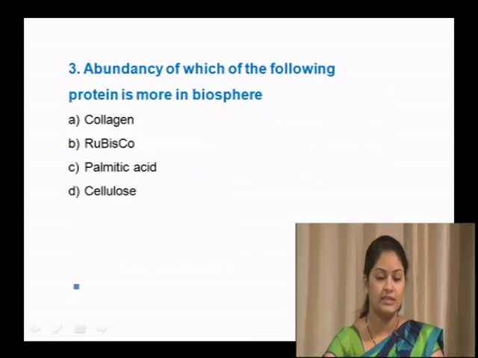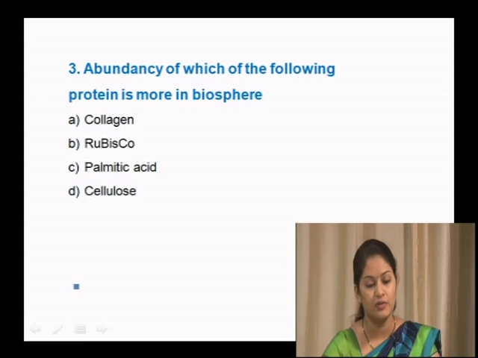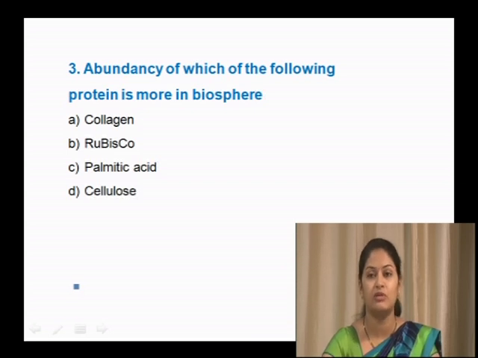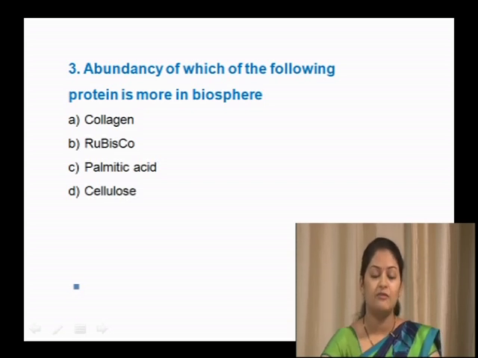Here comes the details of different types of proteins found in the biosphere. So let us discuss the detail. The abundance of which of the following proteins is more in the biosphere? So the biosphere has which of the following proteins in large quantity? The options are collagen, rubisco, palmitic acid and cellulose. The answer for this question is B, that is rubisco.